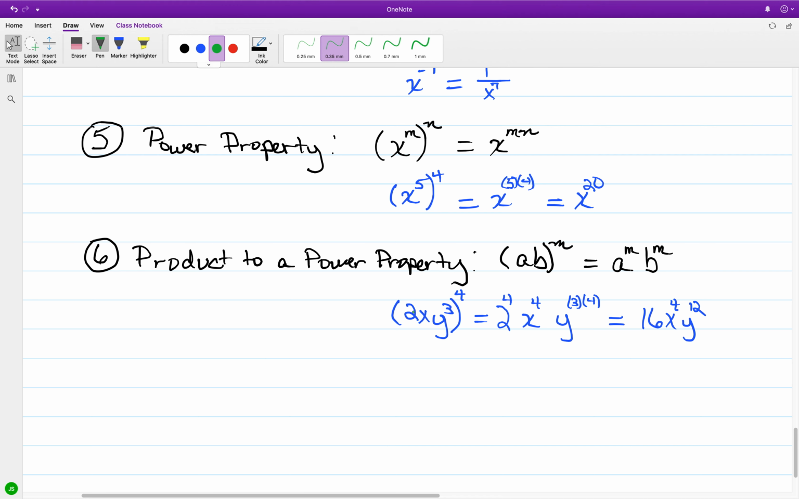And let's say that if we have just another case with the power product to a power property, let's say if we have 9 times x to the 4th raised to the 2nd. Okay, so anything that's inside the parentheses is going to be squared upon removal of the parentheses, so you have 9 to the 2nd. X to the 4th is going to be x to the 4th times 2.